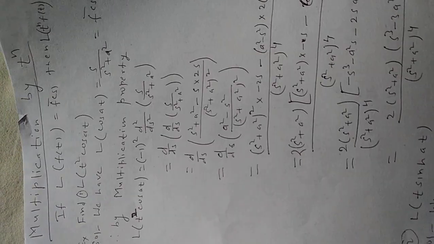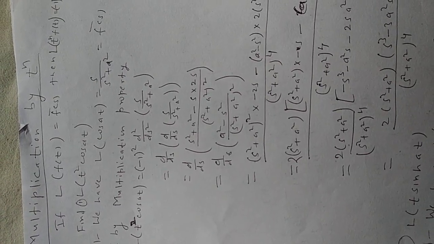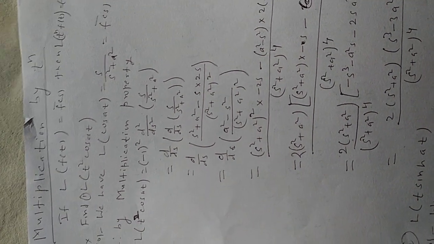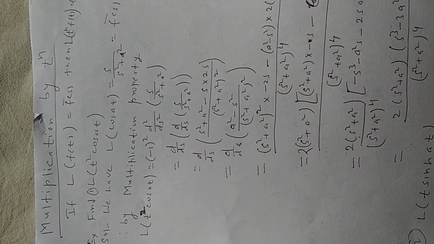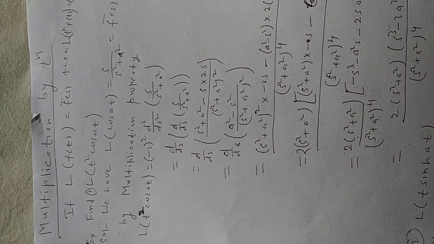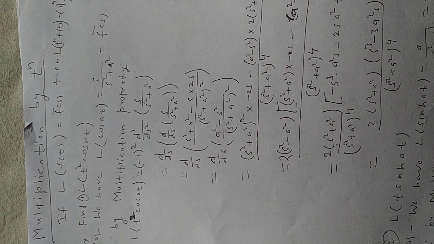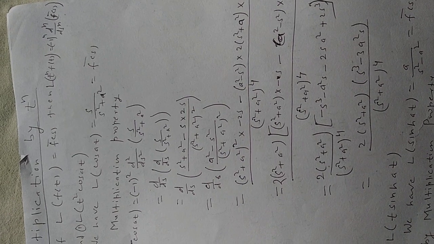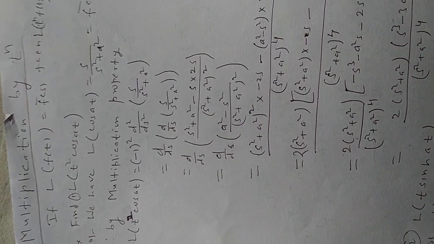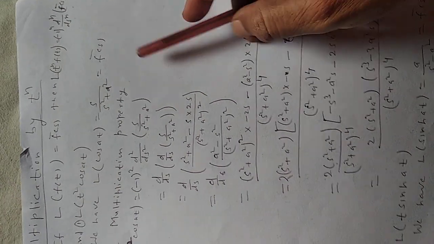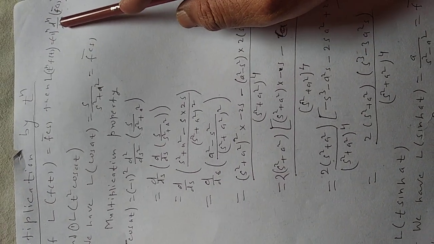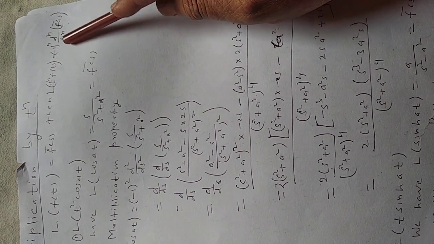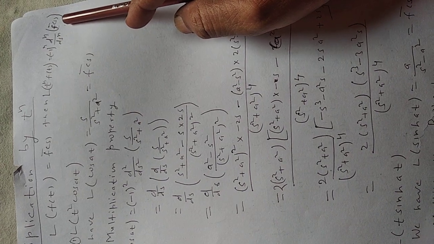Then the next property is the multiplication by t raised to n property. If Laplace of f(t) equals f bar of s, the property says like this: then Laplace of t raised to n f(t) equals minus 1 raised to n, the nth derivative of f bar of s with respect to s. It can be written like this: d^n by ds^n of f bar of s.